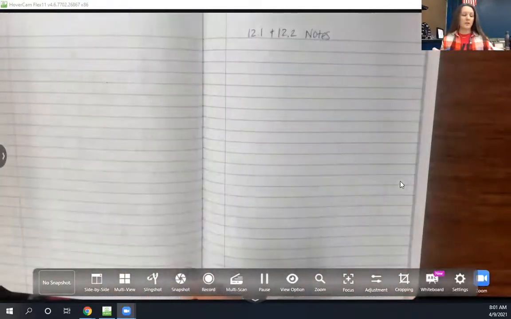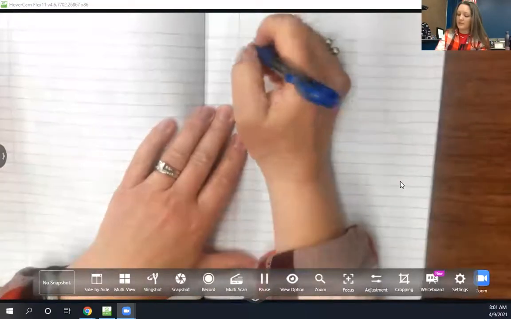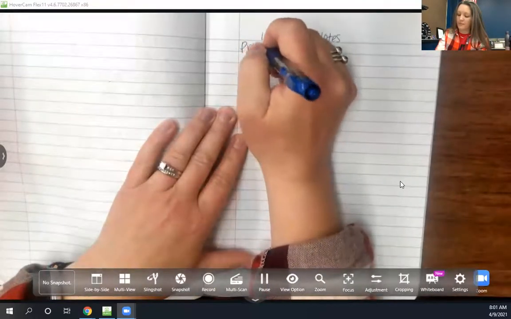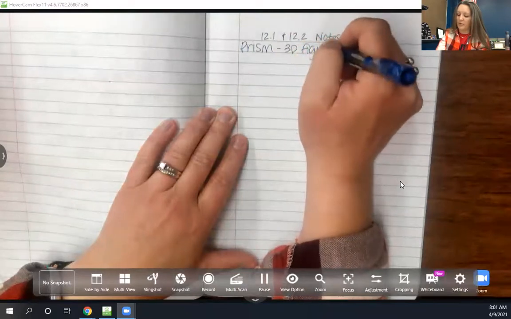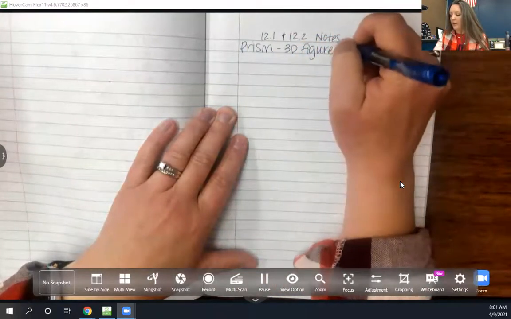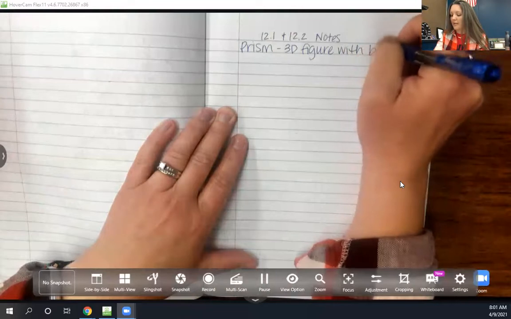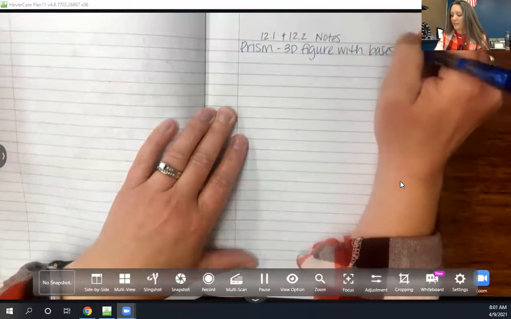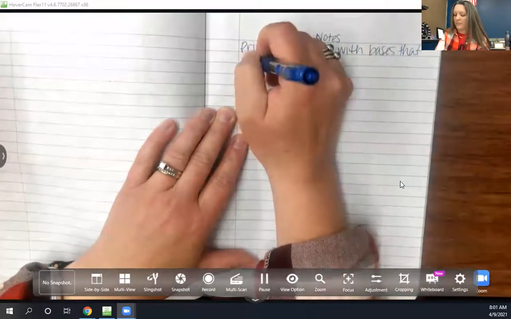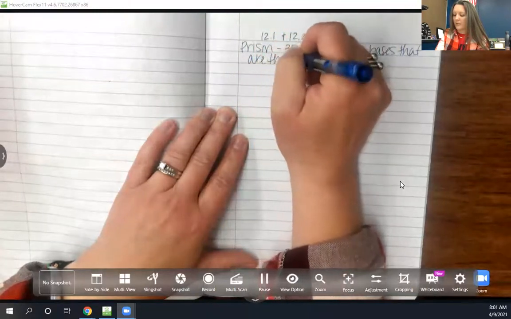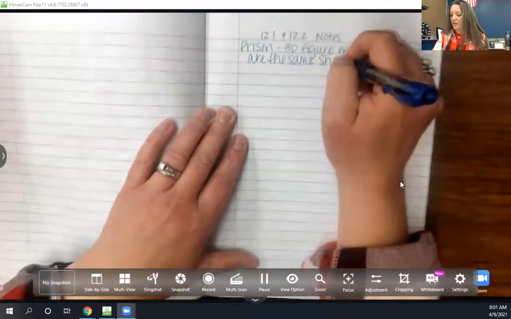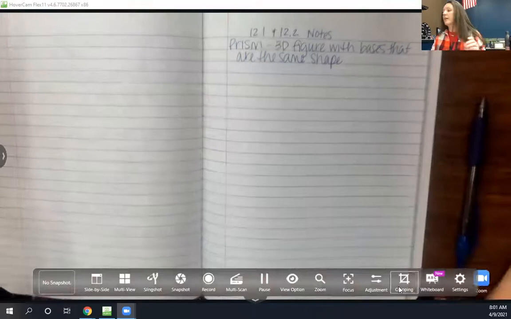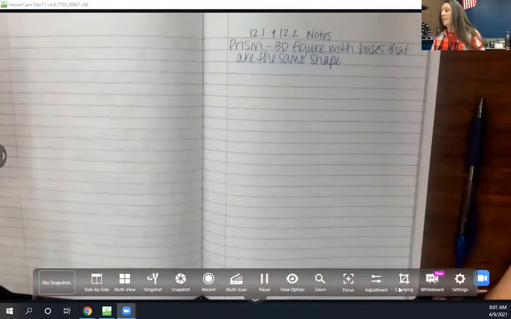So let's talk about what a prism is. A prism is a 3D figure with bases that are the same shape, right? So let's look at a couple of different ones, and I'll tell you how we're going to name those, right?